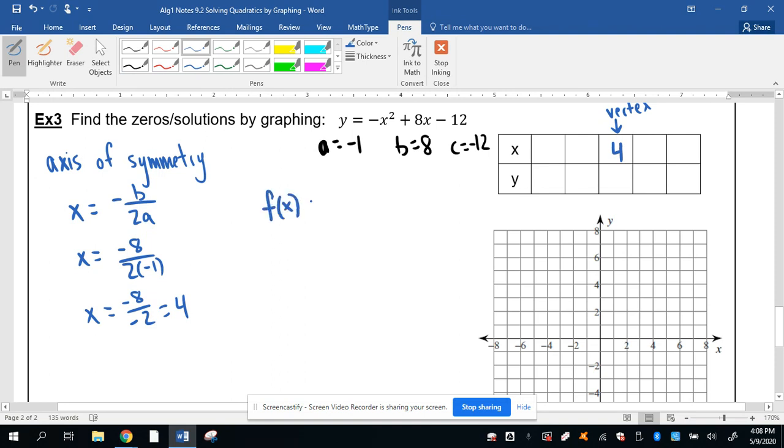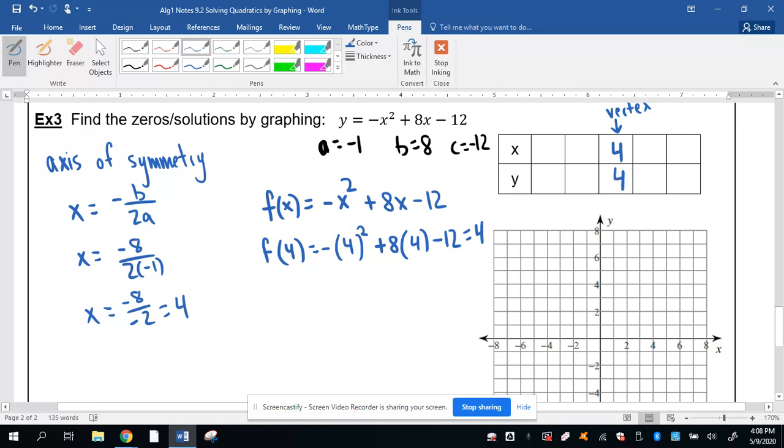So let's go ahead and figure out what the vertex y value is. So we'll rewrite our original equation. Instead of y, f of x equals -x squared plus 8x minus 12. So f of 4 equals negative. Remember to put your parentheses when you're replacing your x. Put that in your calculator: -4 squared plus 8 times 4 minus 12. Enter. You should get 4.